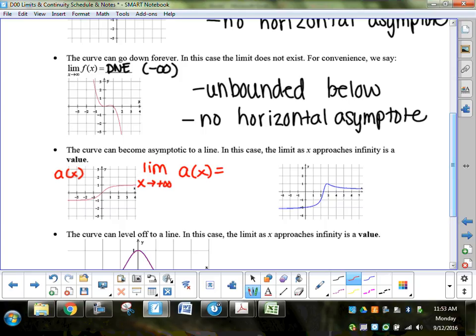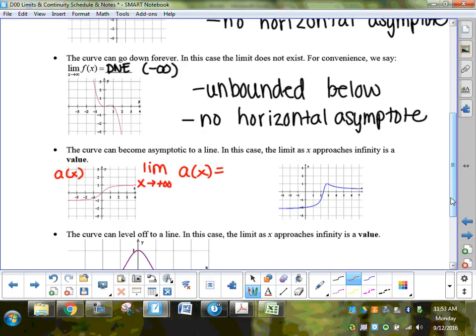Hands up please if you can tell me what that limit would be. What's our limit as we go out to positive infinity? Perfect. However, the end behavior on the other end is going to be different. Let's look at the limit as x goes to negative infinity of a of x. Hands up please if you can tell me what that's going to give you. We've got 3 people. What's that? What do you want to say? -1, that's terrific.